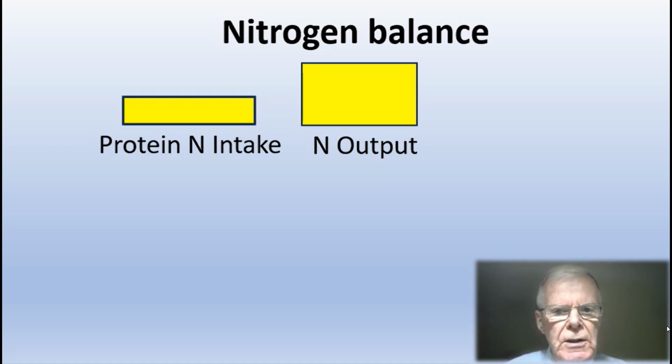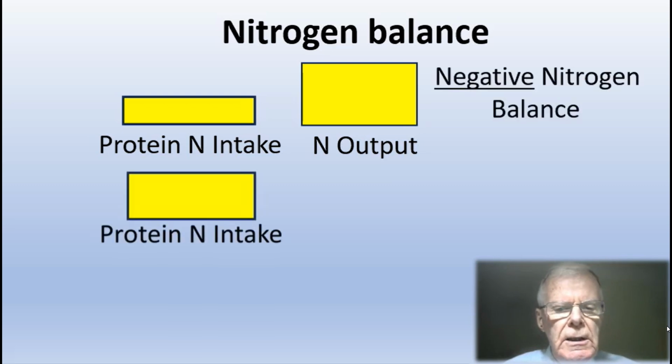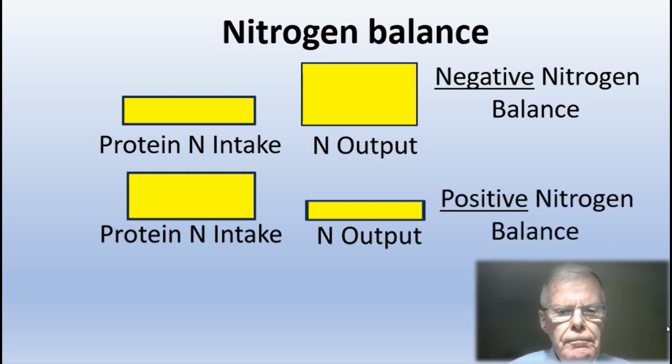This would occur in situations such as anorexia or starvation, where body protein is being broken down to supply energy. The opposite situation is where protein nitrogen intake is greater than the output of nitrogenous metabolites in urine. This is positive nitrogen balance and is typically seen during growth.